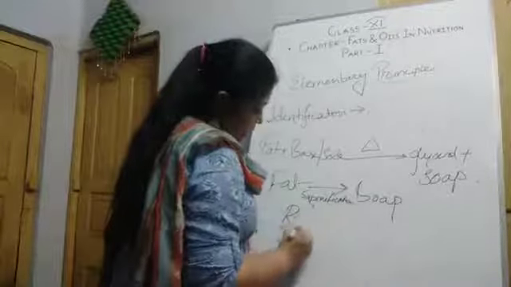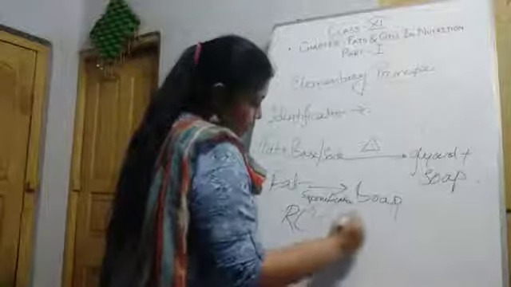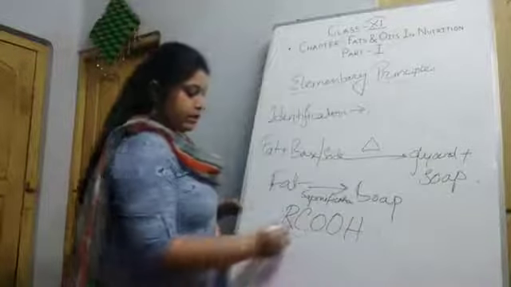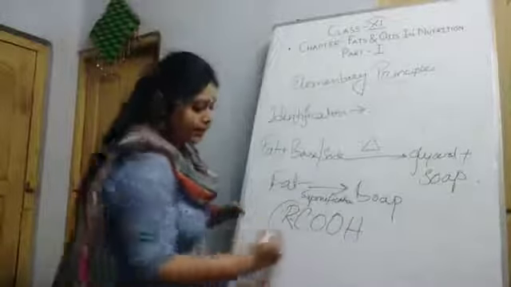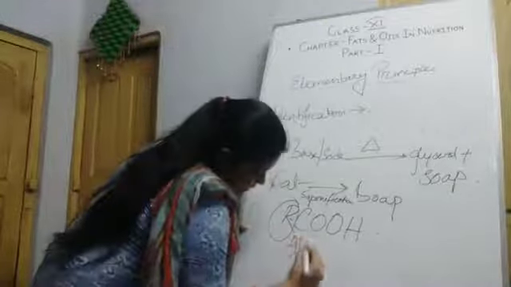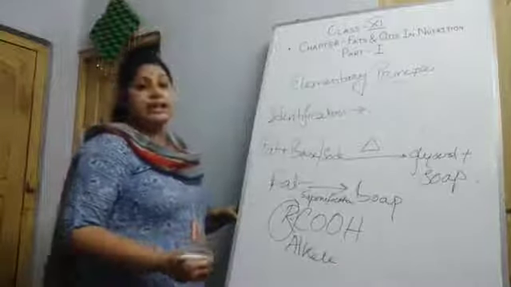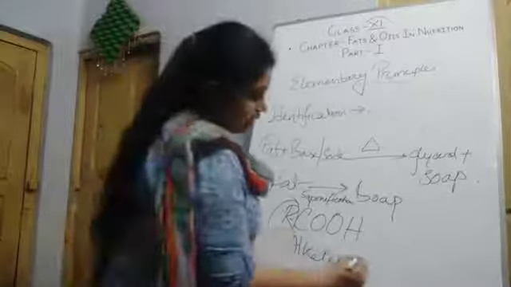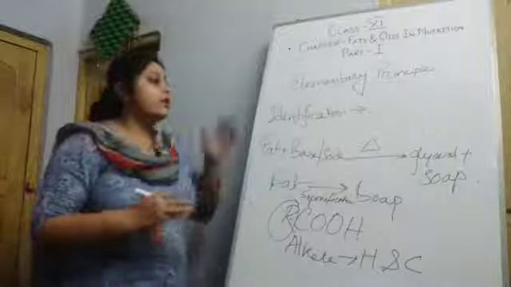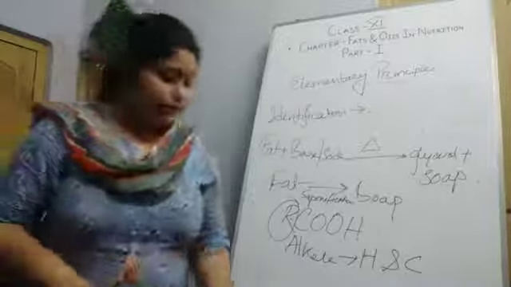Okay. So what is the main structural formula of a fat? It is RCOOH, where R is an alkyl group. What is an alkyl group? It is a composition of hydrogen and carbon. Right? Then we are coming to the sources of fat.